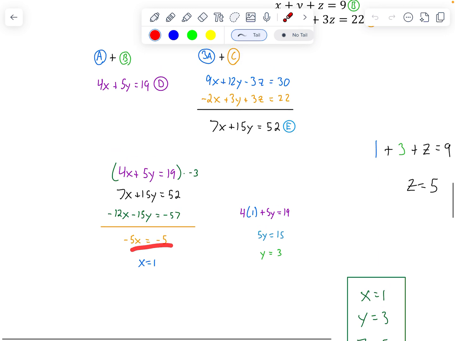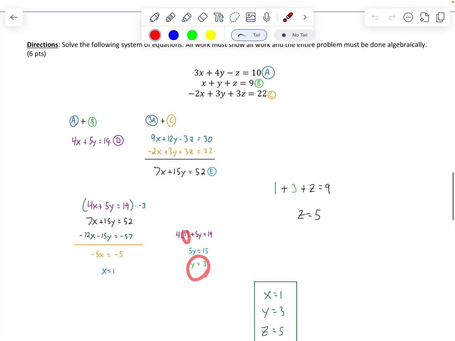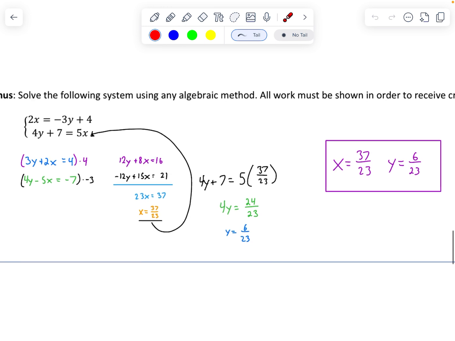Once you know x, plug it back into either of your equations that only has two variables, so either one of these, which is what I call D or E. I plugged it into the purple one, so D. So I just plugged in 1 for x right there. Find your y. Once you know x and y, plug it into any of the original that looked the easiest, and then solve from there. So I chose equation B because x plus y plus z we don't know equals 9 because of that 9 right there. And then you just solve from there. And there you go.